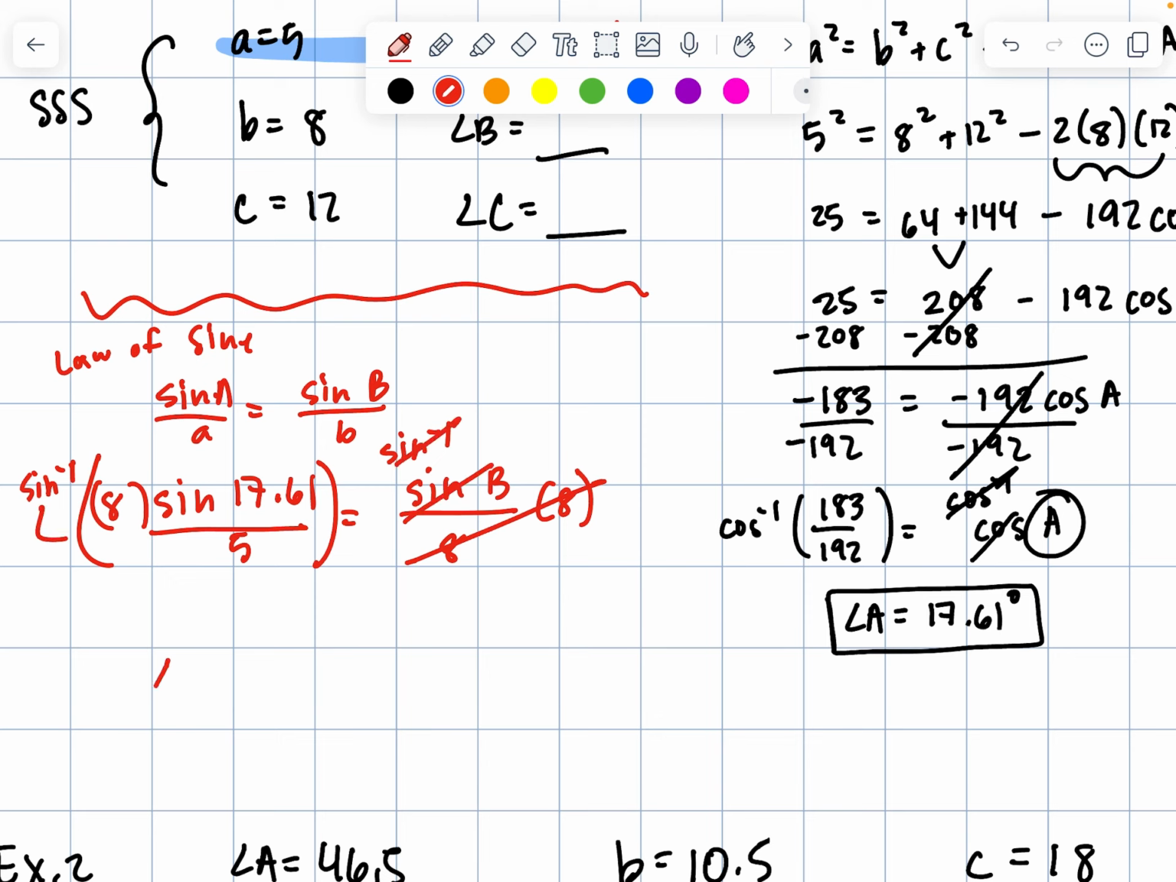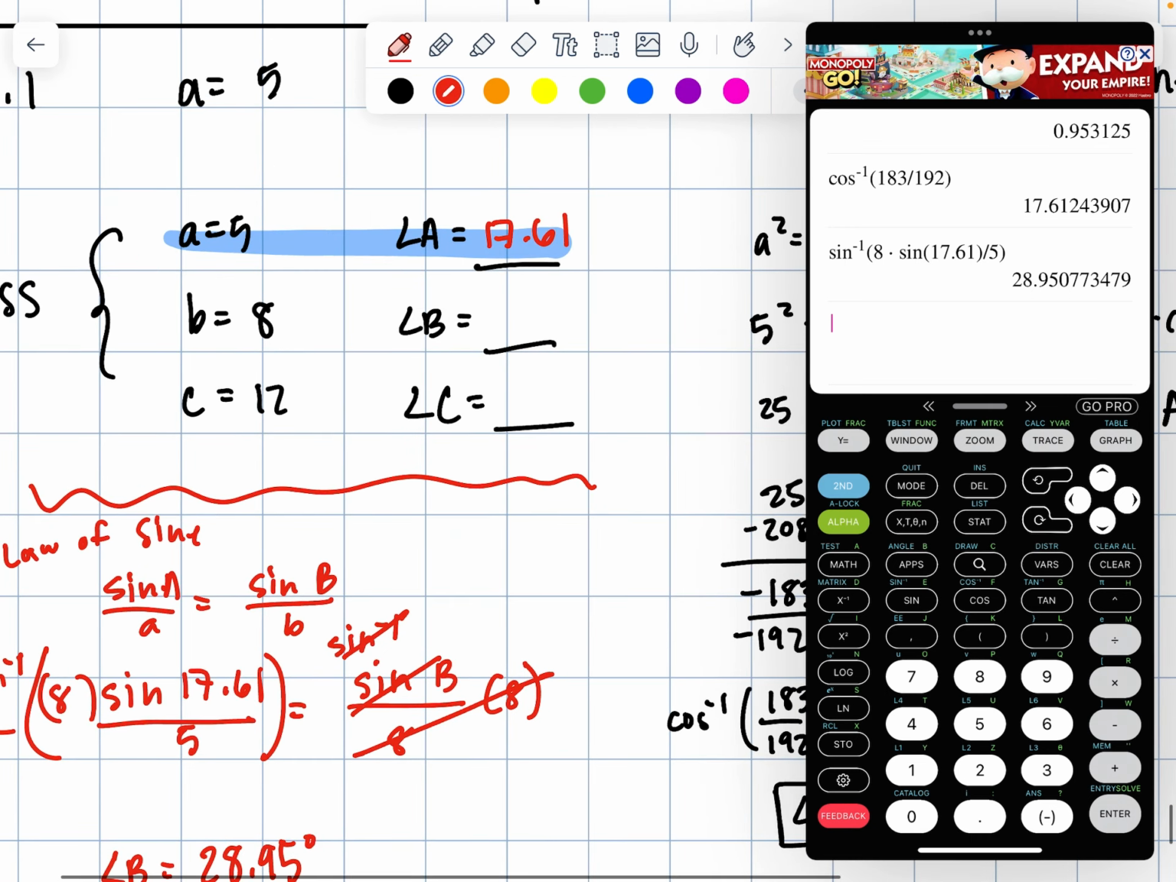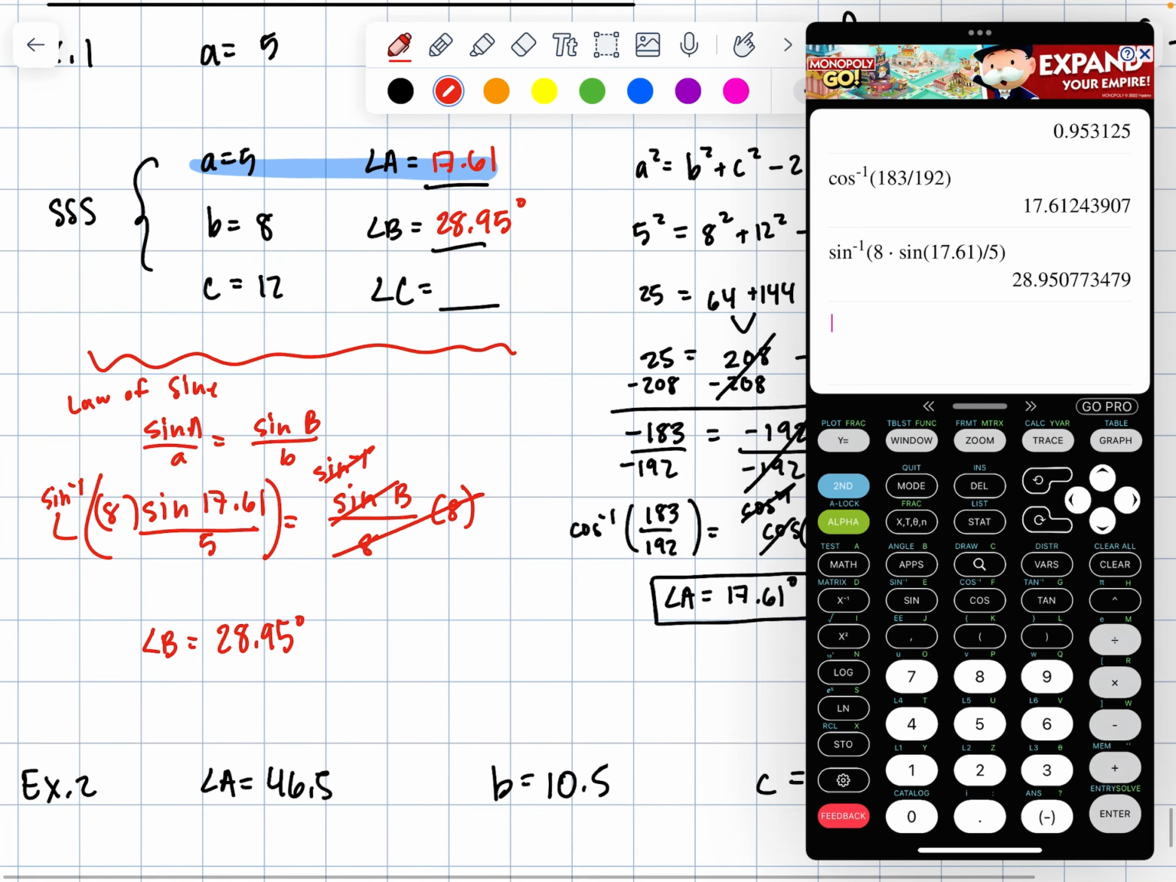Sine and inverse sine cancel, and we get angle B should be equal to, and let's plug this in, inverse sine. Hopefully, please do this with me. 8 times the sine of 17.61, close parentheses. Divide that by 5, close the parentheses again. And we have 28.95 degrees. So, once again, we're able to use what we previously knew, the 17.61, 28.95 for the law of sines.